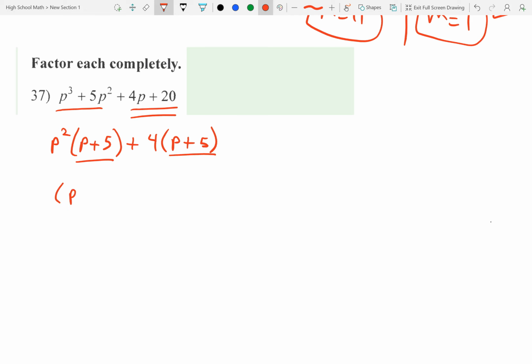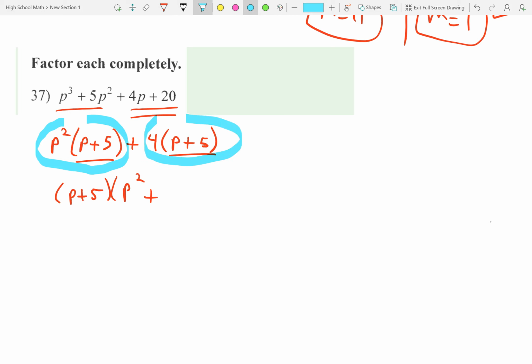So I can factor that out. P plus 5. Look at this whole first part. I used to have p squared times p plus 5, but I ripped out that p plus 5. What would remain? P squared. This operator in the middle, plus the second one. I had 4 times p plus 5. If I ripped out this p plus 5, I'd be left with 4. This is equal to this, and we will verify by distributing. P times p squared, well, that's p cubed. P times 4, well, that's 4p.